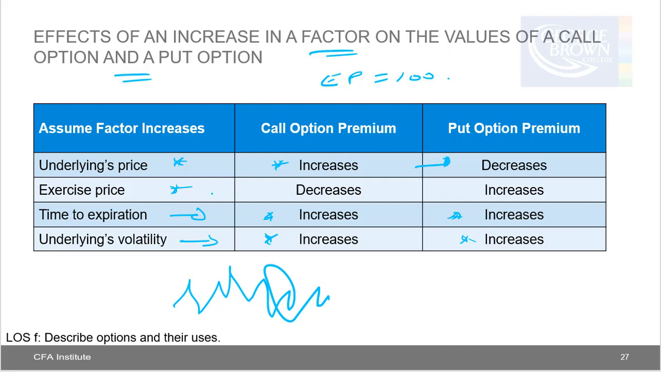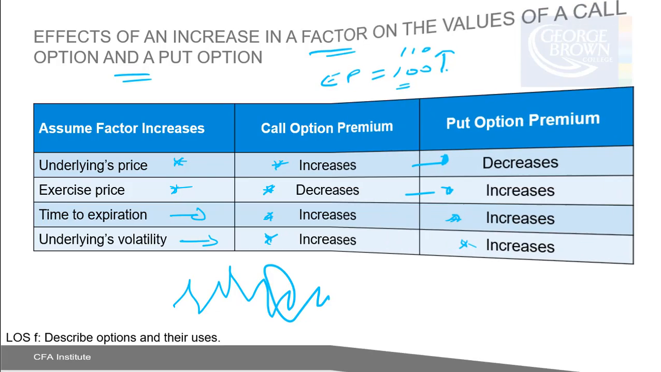Okay. As I increase the exercise price, though, so that exercise price is going from 100 to 110, buy low, sell high, I'm increasing the exercise price. I'm going to decrease my call option premium, and the put option therefore has to be the opposite again. So again, using my process, start with the call option, decipher that, and the put option is going to be the opposite with regards to the underlying price and exercise price.